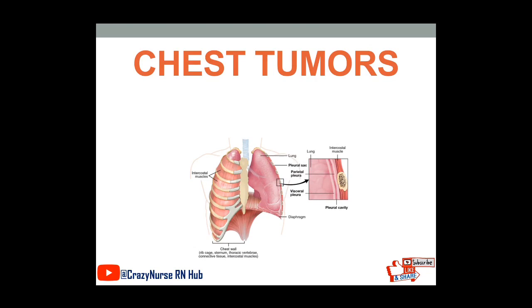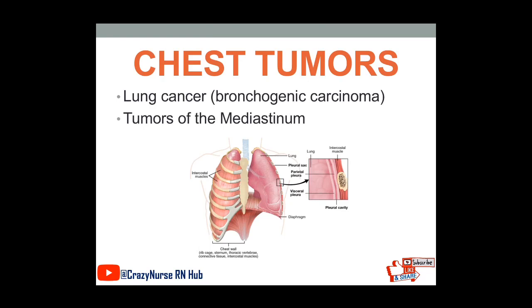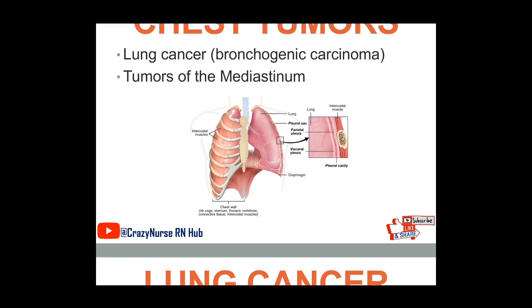Now let's proceed to chest tumors. Tumors of the lung may be benign or malignant. A malignant chest tumor can be primary, arising within the lung, chest wall, or mediastinum, or it can be a metastasis from a primary tumor site elsewhere in the body. So we have two types of your chest tumors. We have your lung cancer, the bronchogenic cancer, and your tumors of the mediastinum.